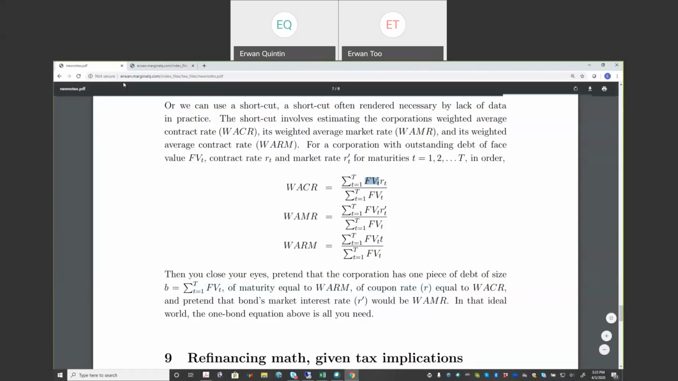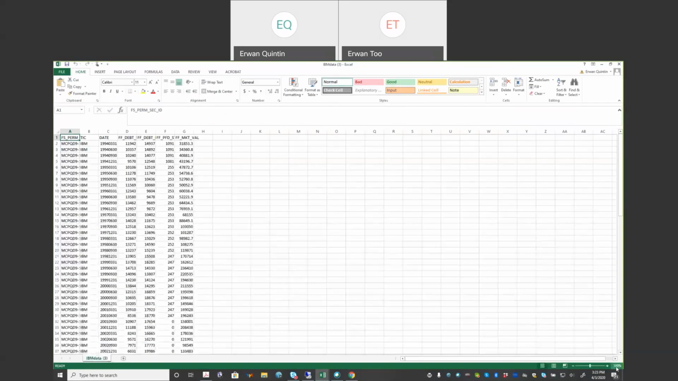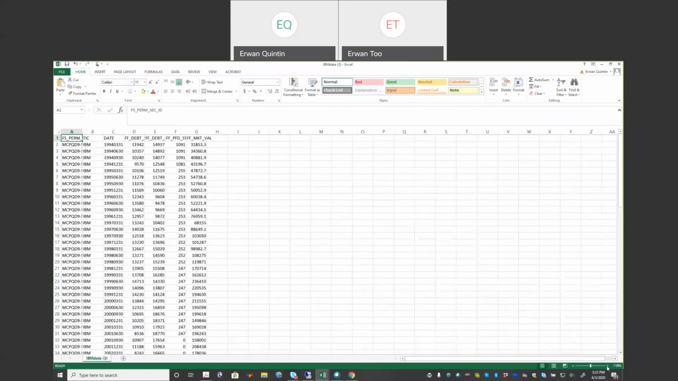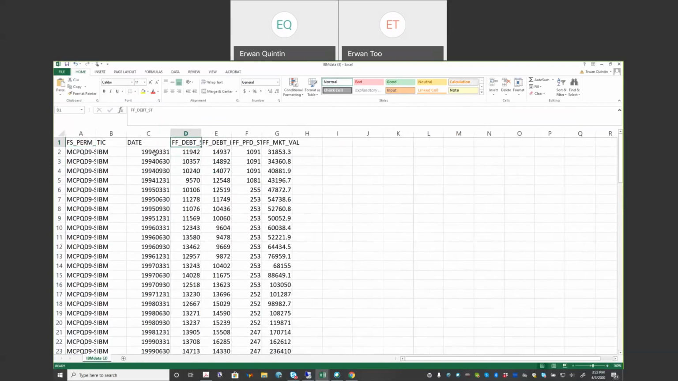So for simplicity, I already put my IBM data right here on my webpage. It's called historical IBM data. Let me download it. So I'm going to open it and I'm going to make it nice and big. Very good. So what we have here is for IBM. Let me make the date a little bit bigger so I can read it. This is from 1994 to today.